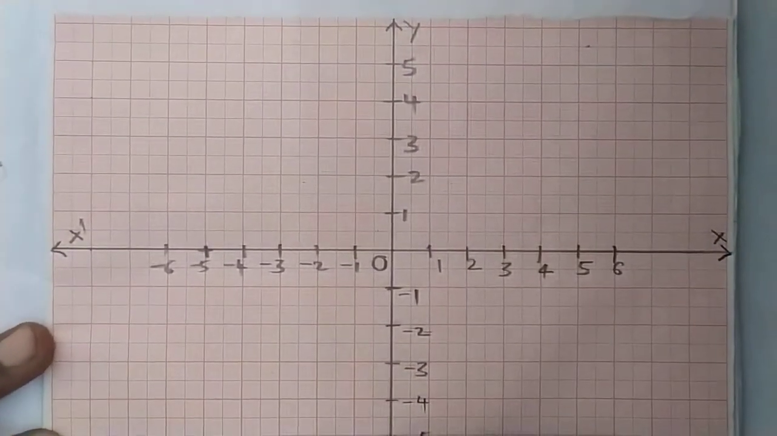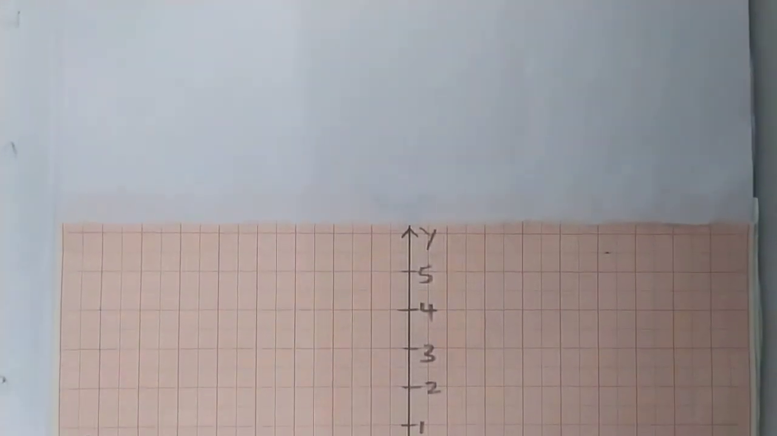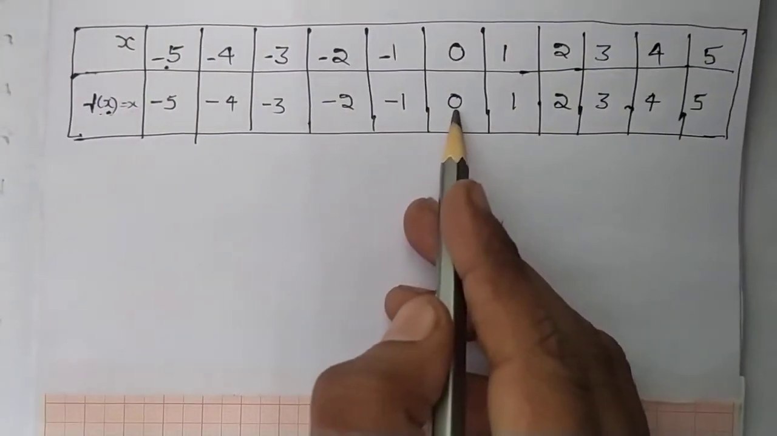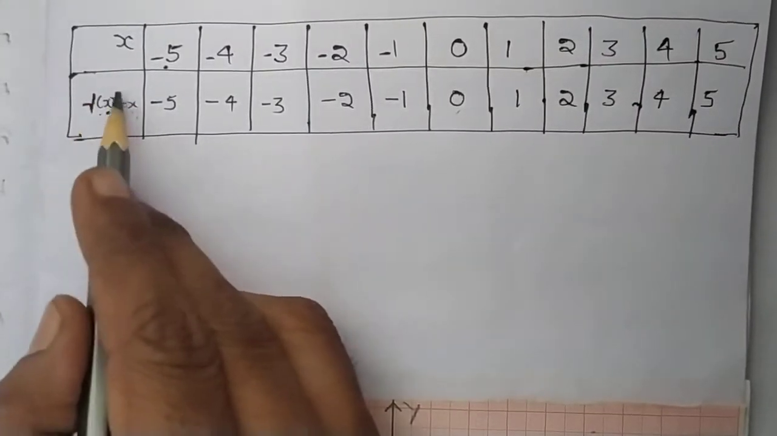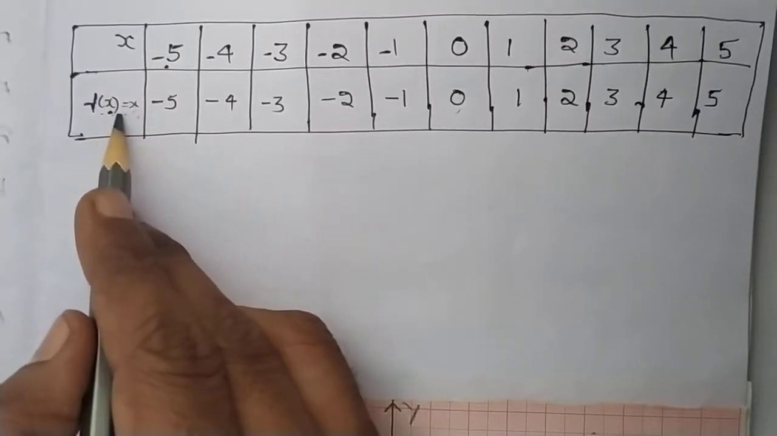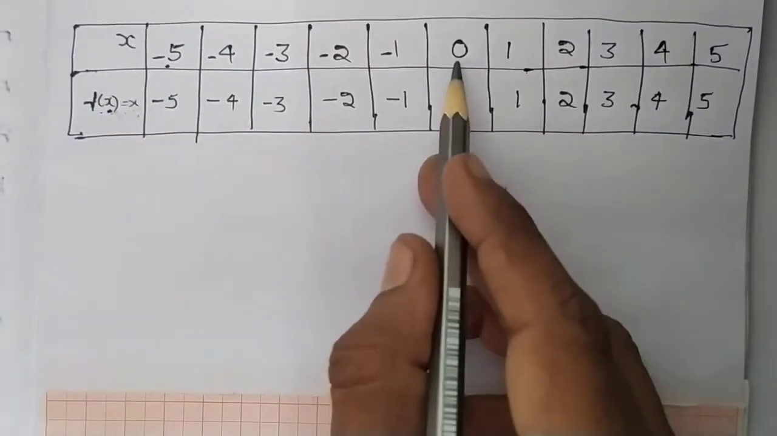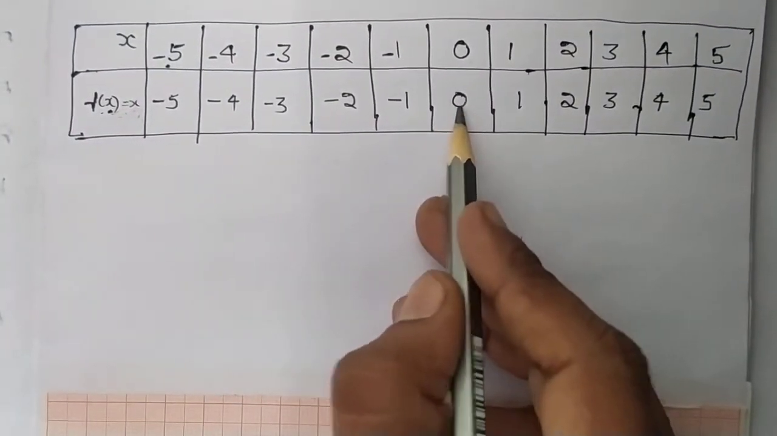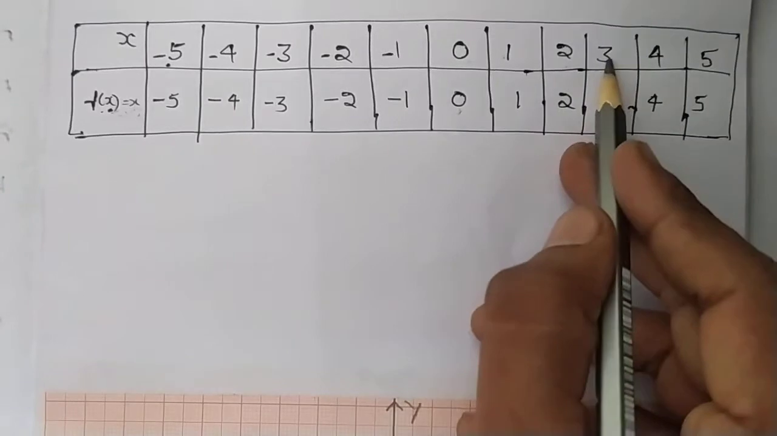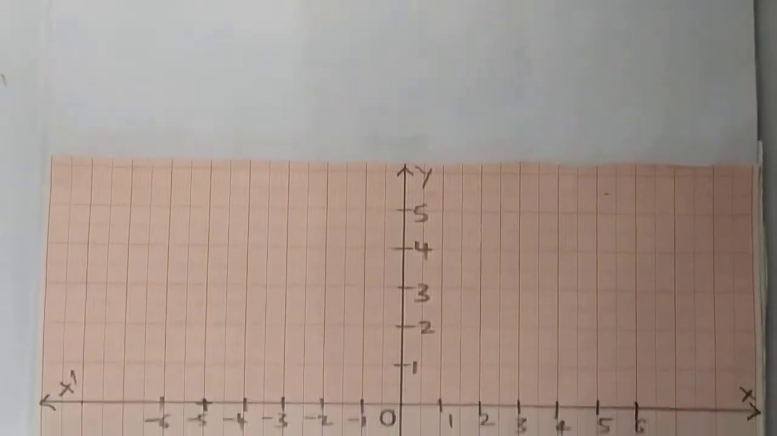You just see the table for this function. If x equals 0, then y, f of x equals x, is also denoted by y. If you want, you can take x, y. Let y equals f of x also equals x. If x equals 0, then f of x is 0. If x equals 1, f of x is 1. If x equals 2, f of x is 2. If x equals 3, f of x is 3. Let us take these values in a graph.